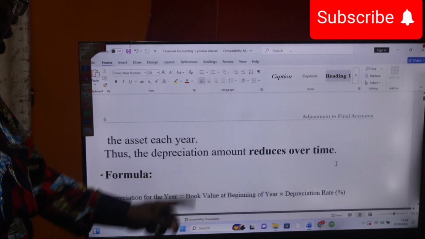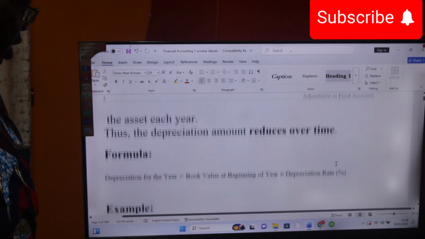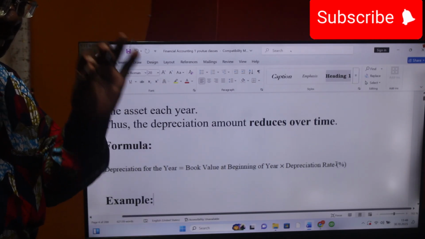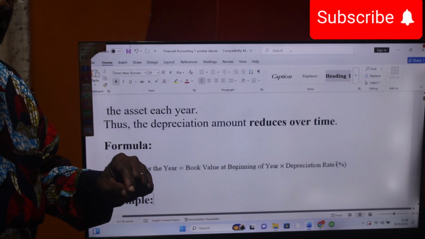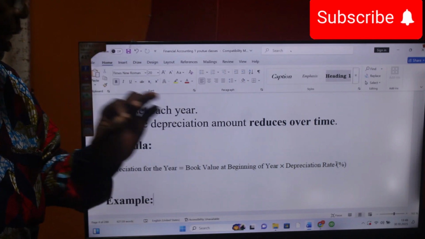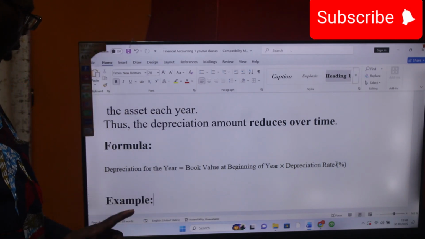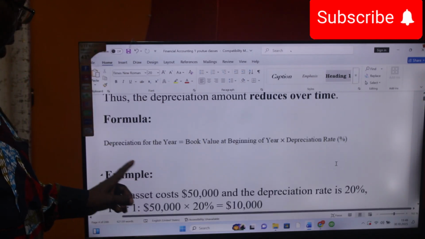Thus, the depreciation amount reduces over time. The amount you are charging depreciates or goes down from one year to the other. And you are saying this is our formula.